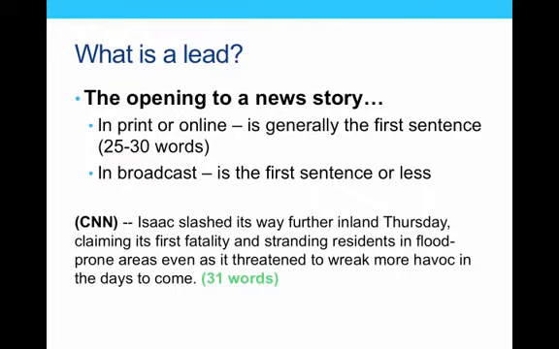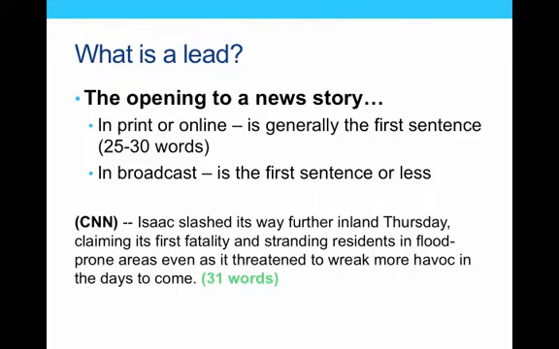In broadcast, the lead is the first sentence, or it may even be a sentence fragment. Sometimes a broadcast story might open with just a few words that grab someone's attention. So here's an example of a lead that was posted on CNN.com.